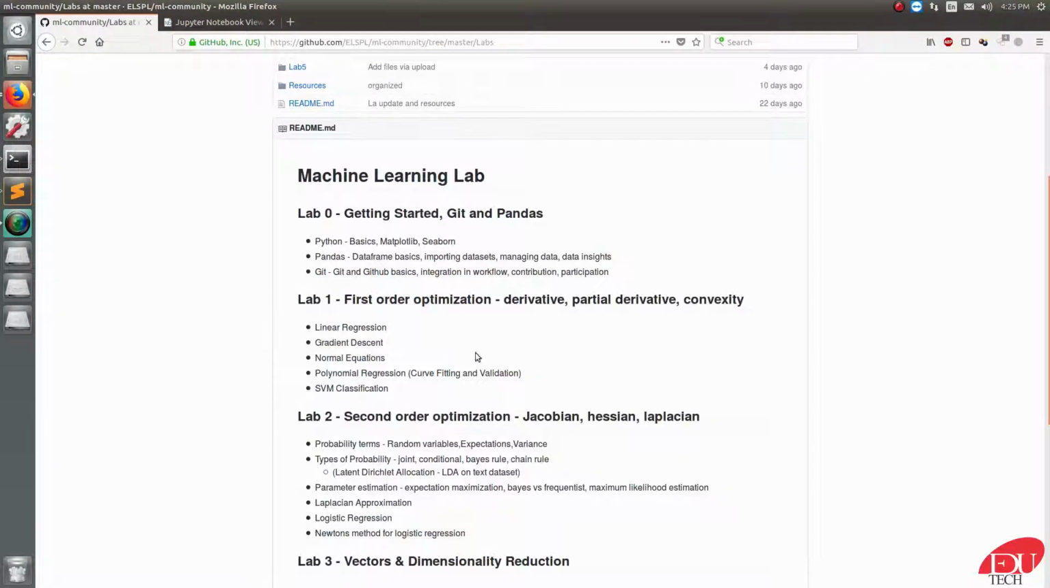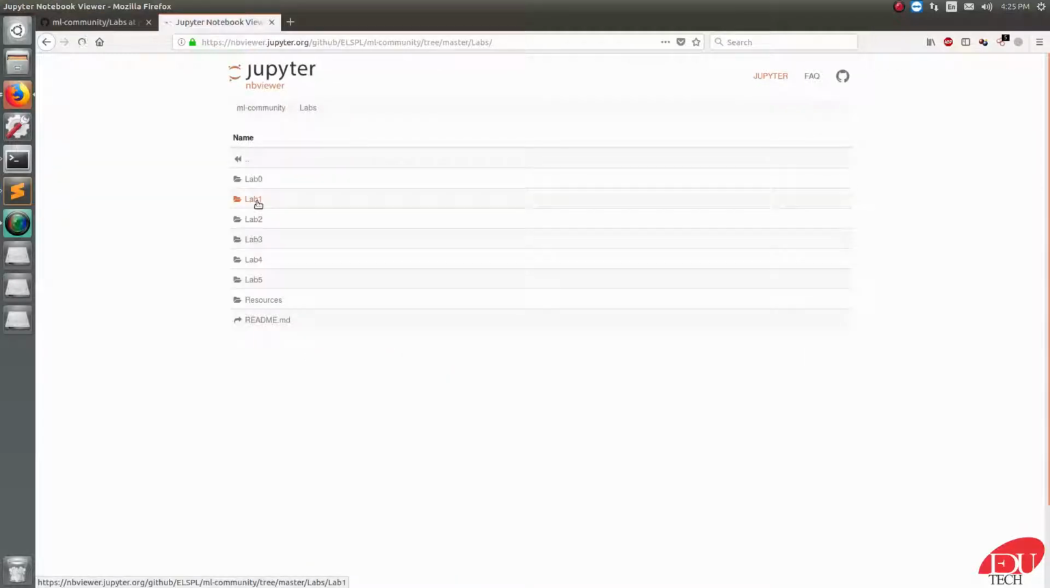The actual machine learning starts from lab 1, where we have an introduction to linear and polynomial regression and the various maths required for it. There's gradient descent and normal equations, and you should be familiar with the derivative, the partial derivative, what's convexity of a function. And after regression we look at SVM classification. There's support vector machine classification. So let's open lab 1. Let's look at regression first.